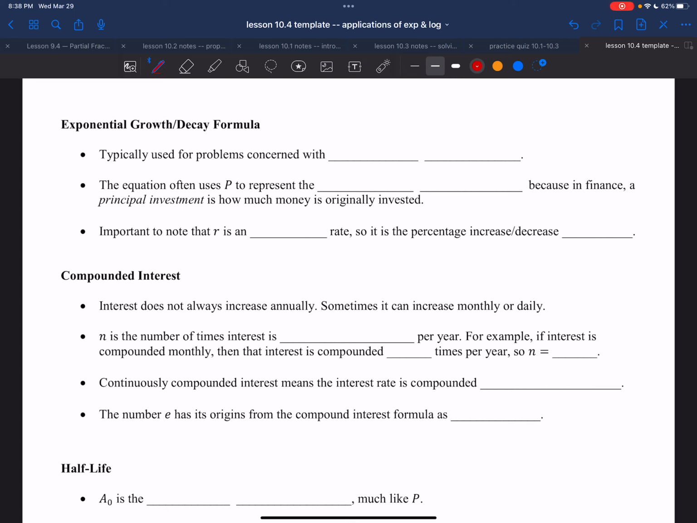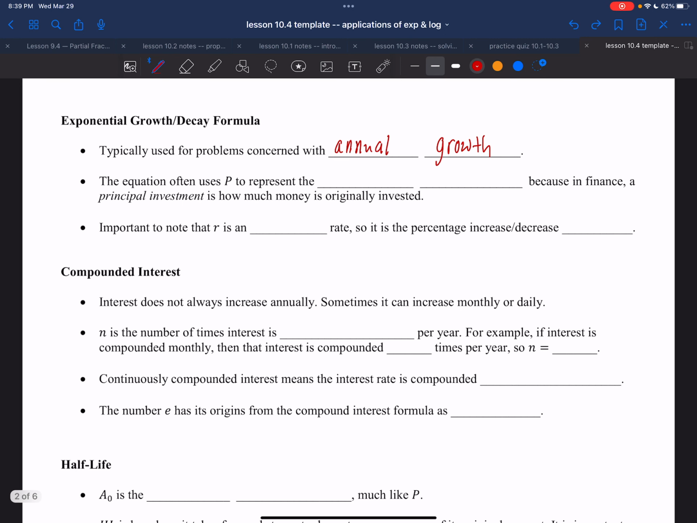Okay, so exponential growth and decay, that formula. We typically use this for problems concerned with annual growth. Now, notice the word typically. It's typically, not always. You can use this for any time frame you want. You can say monthly growth. You can say daily growth. That is fine. But a lot of times, I would say the most common thing, at least that I've noticed, is annual growth. At least what we deal with in Algebra 2, to that extent.